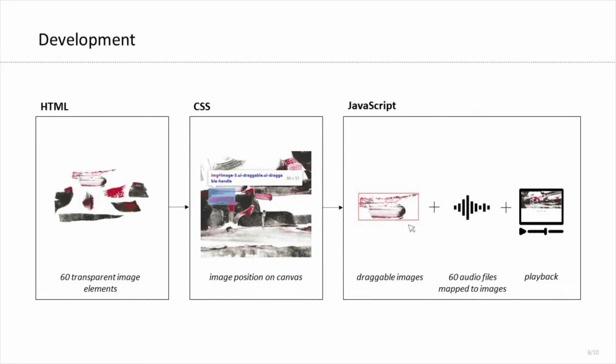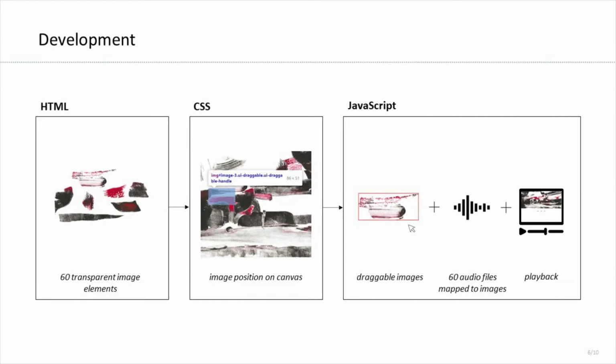Web Canvas was created between 2016 and 2017, and it was released online in 2017. It is made of 60 draggable images cut from the initial monoprint and 60 sound samples individually created in response to the visual characteristics of each piece and the whole monoprint.